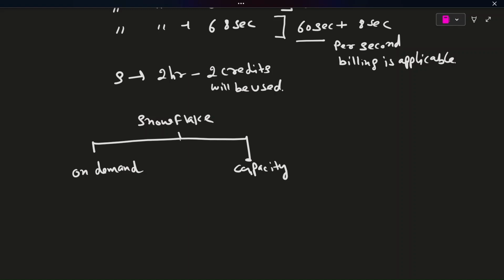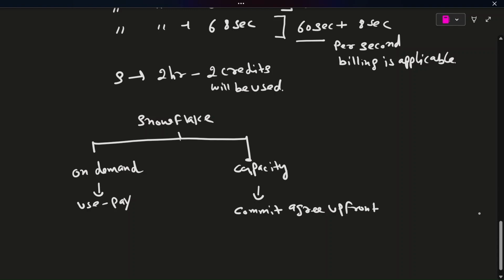On demand, you can think of it like a postpaid connection. You use and pay. Got it? Whereas in capacity base, what you do is basically commit and agree upfront to some capacity or some amount.